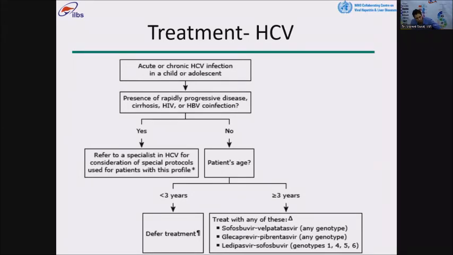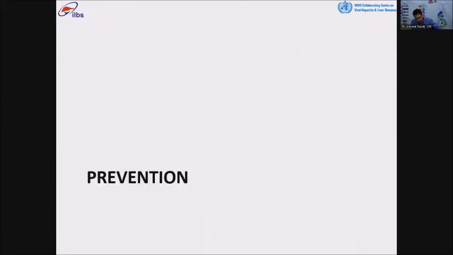In children, some drugs have been approved for more than 3 years of age. These drugs or combinations are given for 12 to 24 weeks based on the condition and the genotype. If you have taken the drugs properly, more than 99 to 100% success is now being seen even in children. So the hepatitis C game has changed. Now permanent cure is available, but the scenario is not the same for hepatitis B.